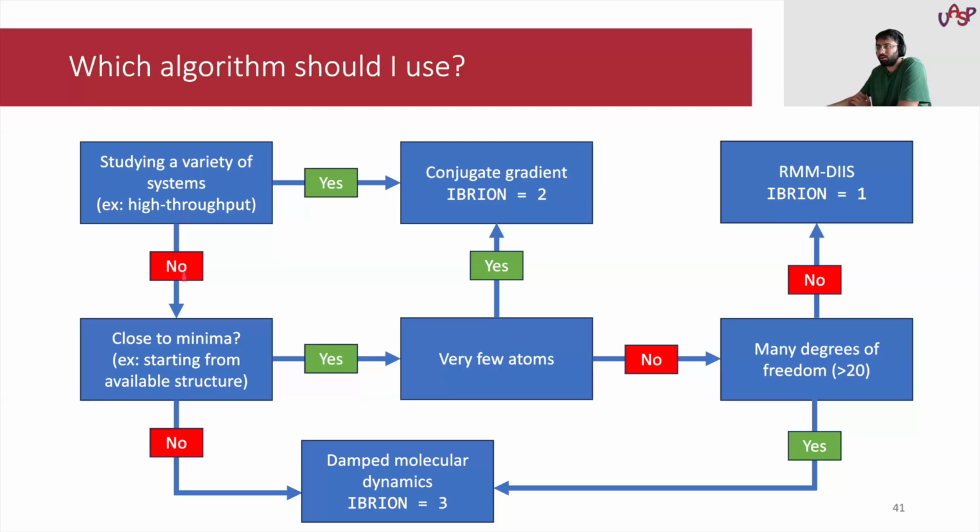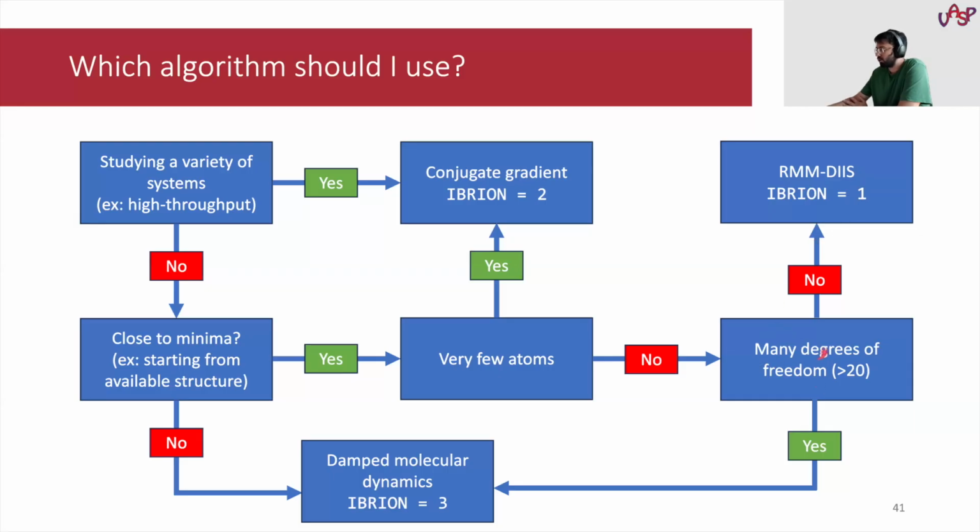If you are not, and if you're close to the minima, say for example, you are starting from an available structure, you start from an experimental structure, maybe something where you took something off the internet from a certain database, you're fairly close to the minima to begin with. Then, and if you have not that many atoms, you just pass it to conjugate gradient, don't worry about it, it just works. If not, so if you have a large number of atoms and you have an intermediate number of degrees of freedom, so something which is less than 20, pass it to RMM-DIIS, it should just work fairly easily.